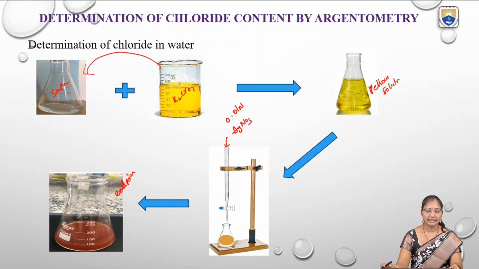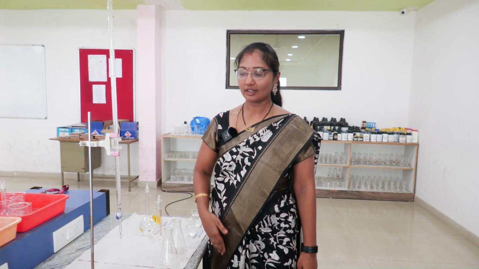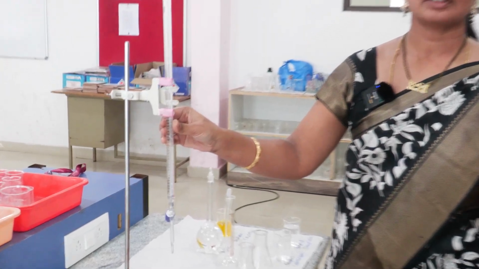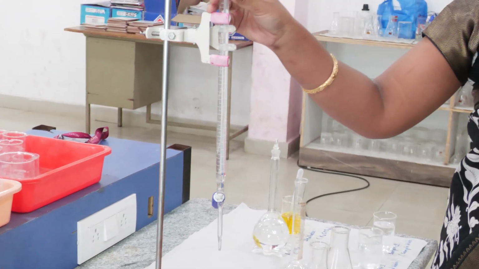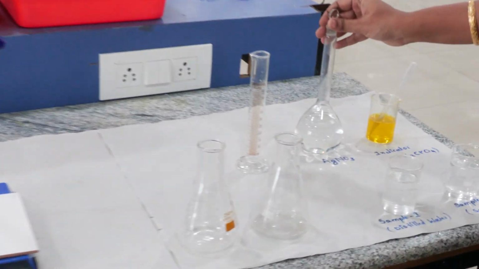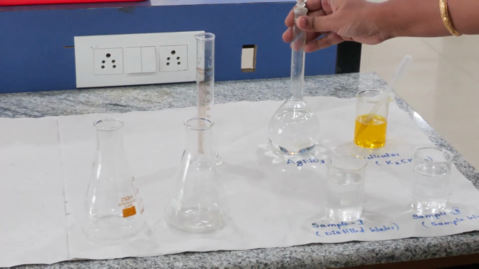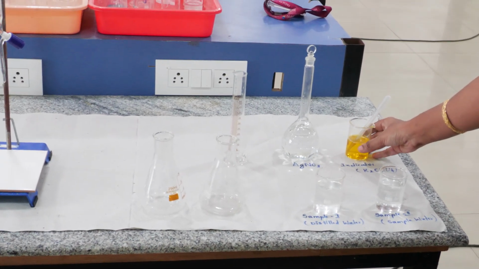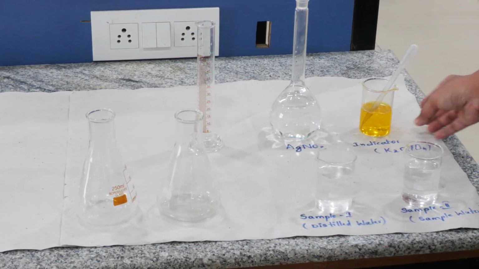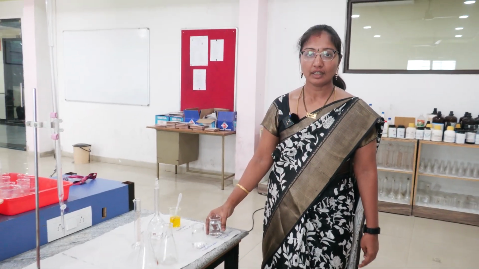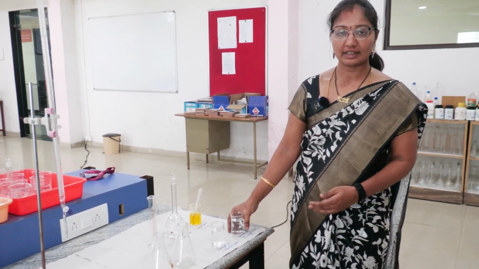So let's see the demo of the experiment in the laboratory. Welcome to the laboratory experiment on determination of chloride using Argentometry. Here we are going to use the titration method. The burette is filled with standard silver nitrate solution, which was prepared from silver nitrate salt using distilled water. This is 0.01 normality silver nitrate solution, and potassium chromate is used as an indicator in this experiment. We are going to titrate two samples, namely distilled water and the tap water, or sample water.